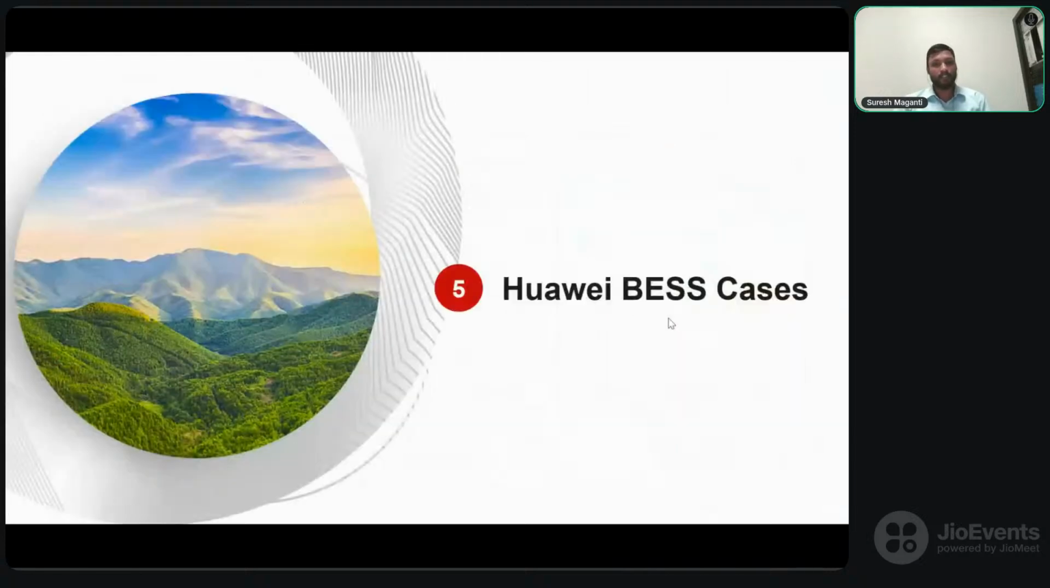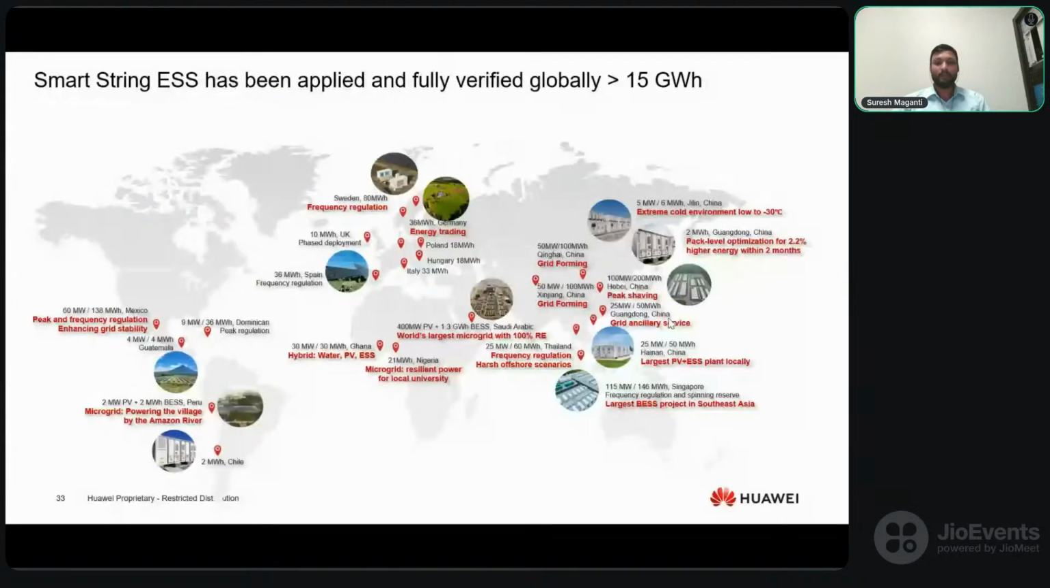So we can see the installed battery and storage plants that have been done by Huawei. Across the globe, there are many plants that have been installed. Here, one of the plants is especially for peak shaving in China, another plant is for frequency modification.